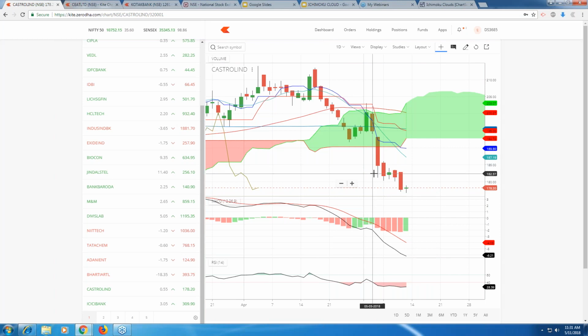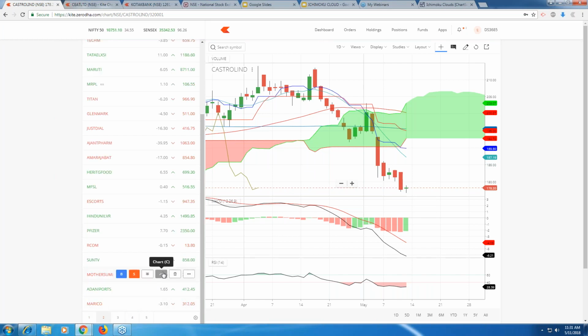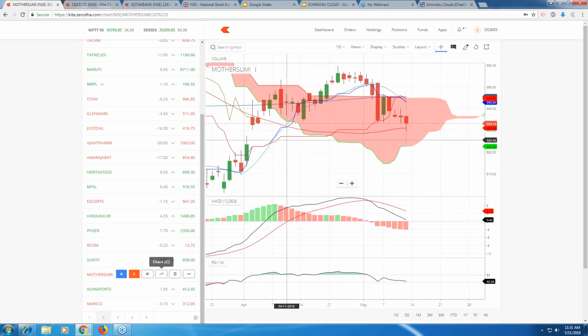It has definitely come down. All right, now I had a few more stocks on my radar for the sell side. I had Bharti Airtel, I had CET, I had Castrol India, and Motherson Sumi. Even Motherson Sumi was on the sell side. Why?